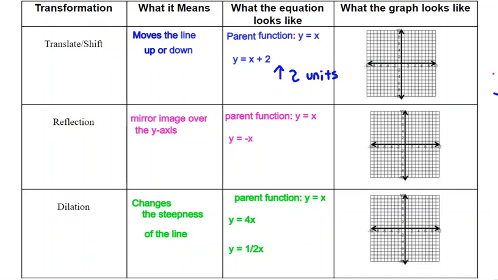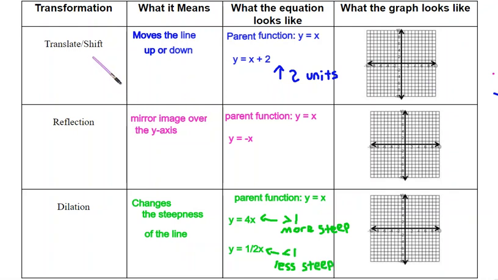All right, and the last thing we did was dilation, right? Dilation changes the steepness of the line. So if the parent function is y equals x, and I had this one that says y equals 4x, that means that is greater than 1. That's a greater than sign. Greater than 1, it's going to make it more steep, right? If I had one that said y equals a half x, that is less than 1. That's a less than sign there, less than 1, and that means it's going to make it less steep.